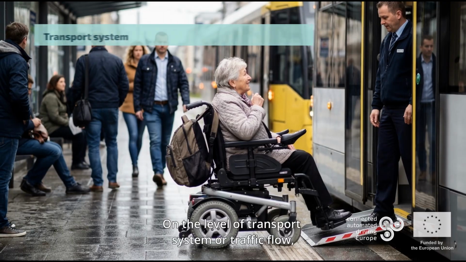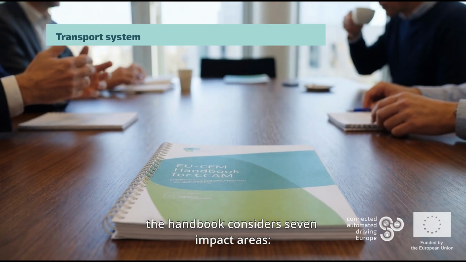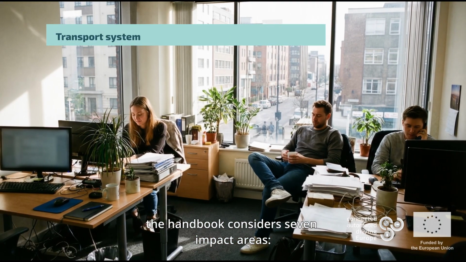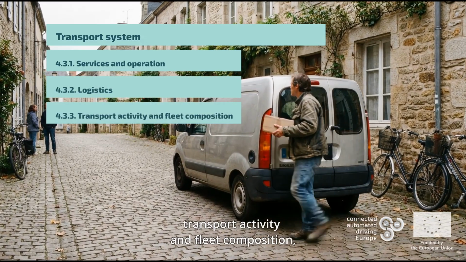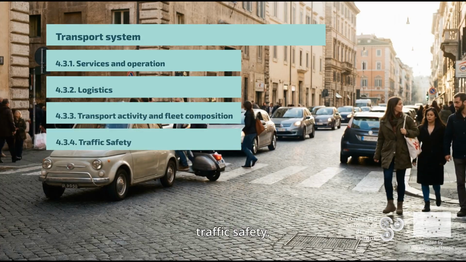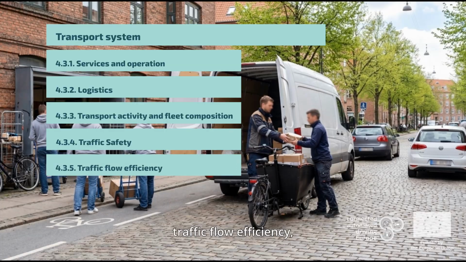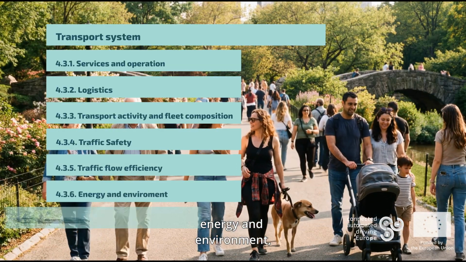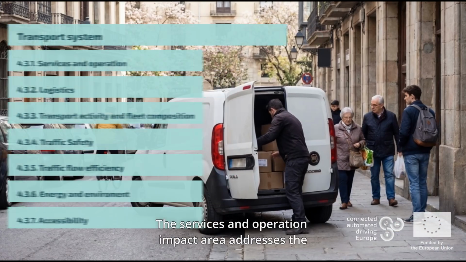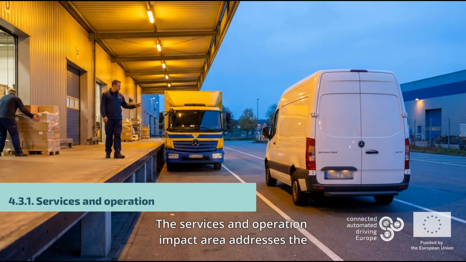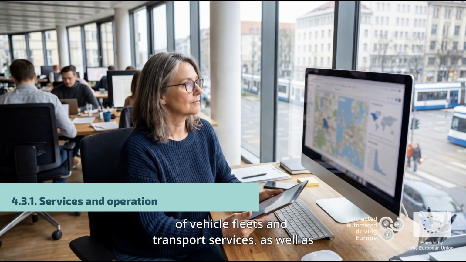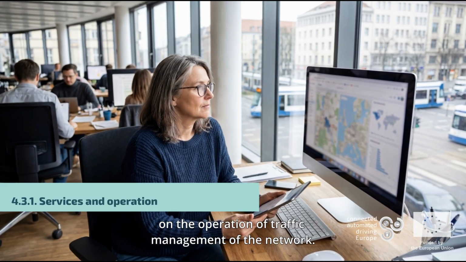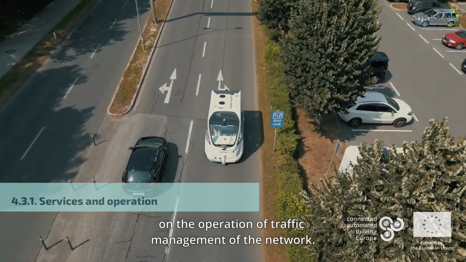On the level of transport system or traffic flow, the Handbook considers 7 impact areas: services and operation, logistics, transport activity and fleet composition, traffic safety, traffic flow efficiency, energy and environment, and accessibility. The services and operation impact area addresses the impacts of CCAM on the business models and operation of vehicle fleets and transport services, as well as on the operation of traffic management of the network.